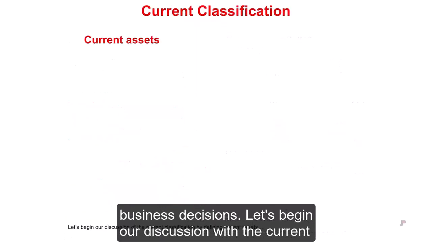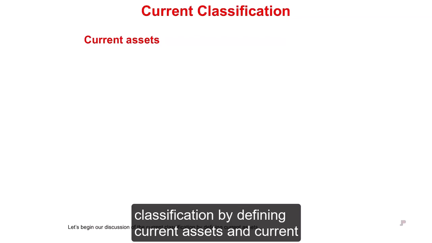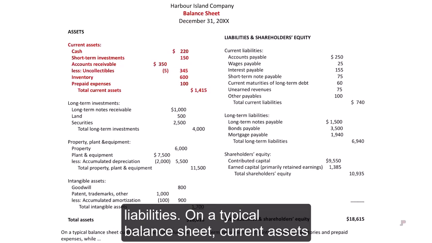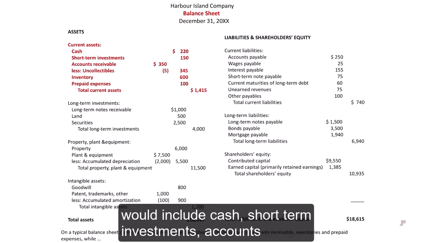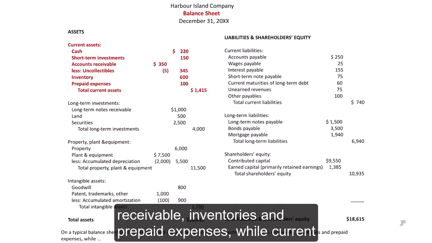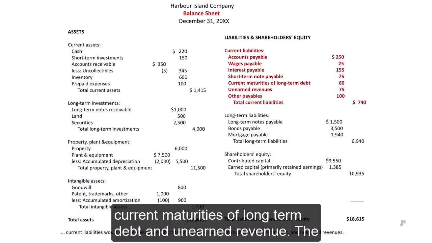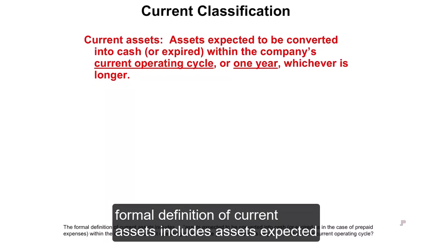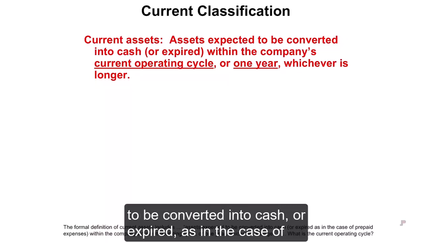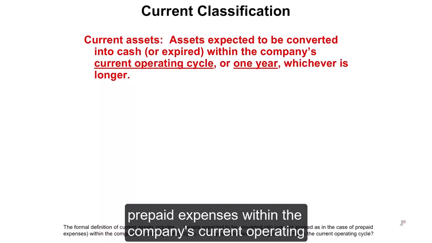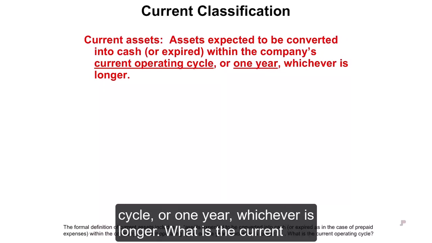Let's begin our discussion with the current classification by defining current assets and current liabilities. On a typical balance sheet, current assets would include cash, short-term investments, accounts receivable, inventories, and prepaid expenses, while current liabilities would include a variety of short-term payables, current maturities of long-term debt, and unearned revenue. The formal definition of current assets includes assets expected to be converted into cash or expired, as in the case of prepaid expenses, within the company's current operating cycle or 1 year, whichever is longer.